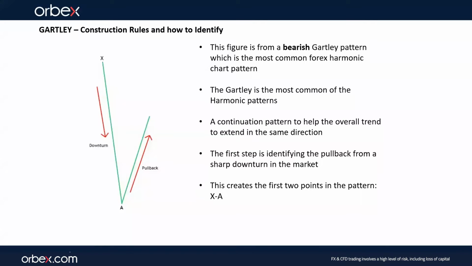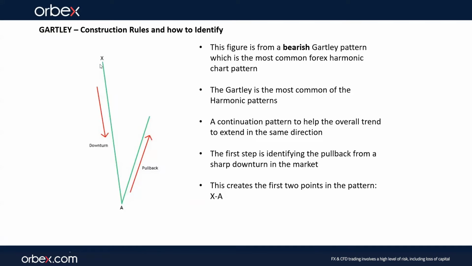The Gartley is one of the most common of the harmonic patterns, like I just said, a continuation pattern to help the overall trend extend in the same direction. The first step is identifying the pullback from a sharp downturn in the markets. This creates the first 2 points, X and A. I just want to point out that this downturn can be any length. It can keep on pushing lower and lower.